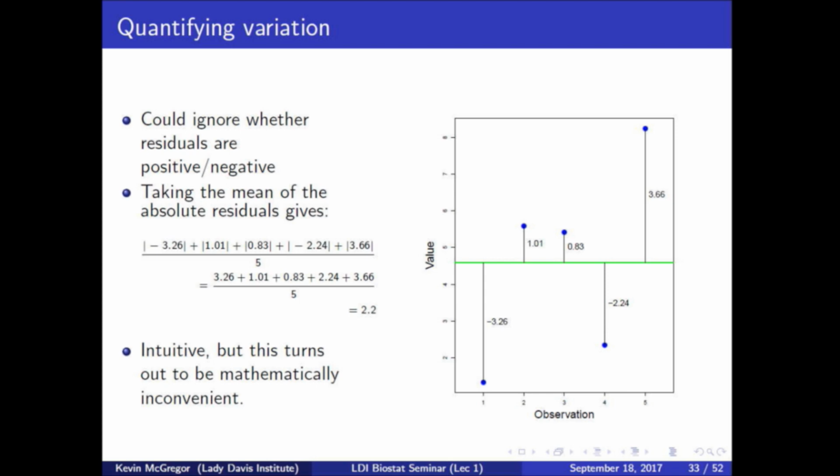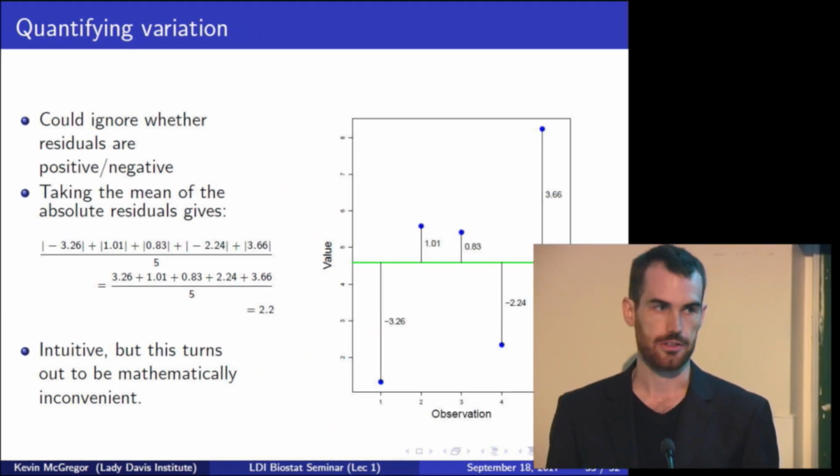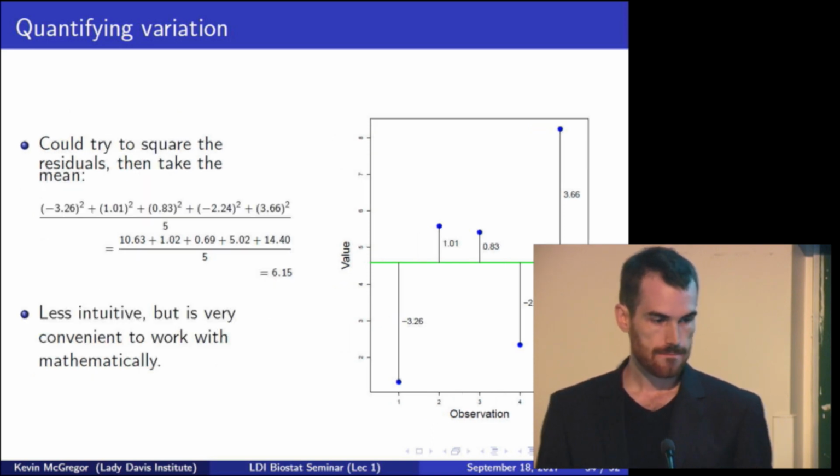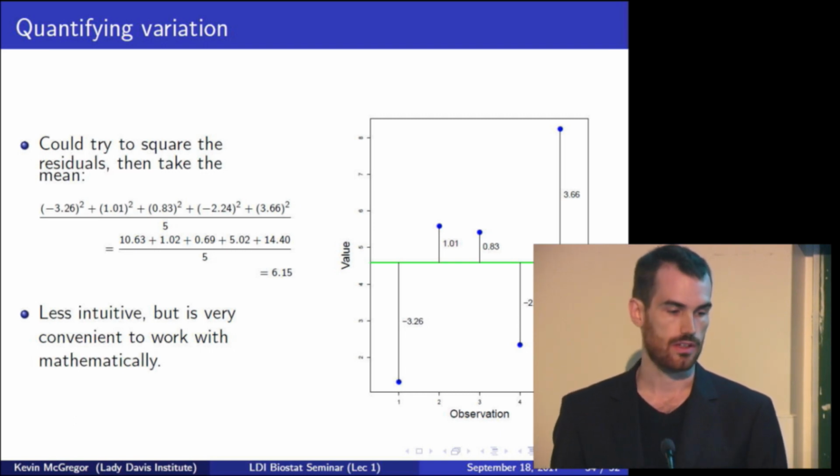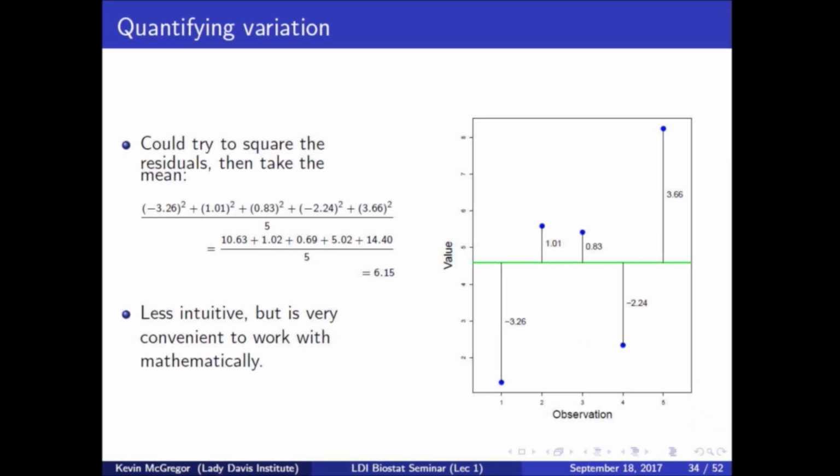But as it turns out, this value is very, very difficult to work with mathematically. Anyone who's done calculus knows that working with absolute values is kind of a pain in the backside. So we tend to not use this measure, as intuitive as it is. So as an alternative, instead of taking the absolute value of each of these observations, we can square the values of each of the observations. Of course, if you square a value, it doesn't matter if it's negative or positive, you're still going to get a positive value back, so we don't have to worry about things adding up to 0. So we take the square of each of those values, take the mean as we did before, in this case dividing by our number of observations, 5, and here we get our value, 6.15.